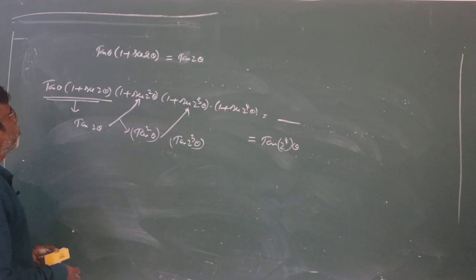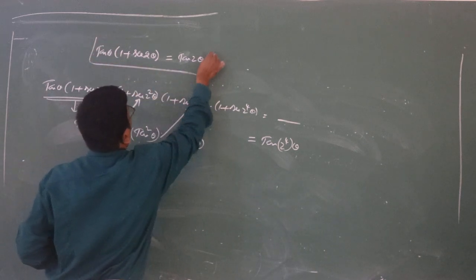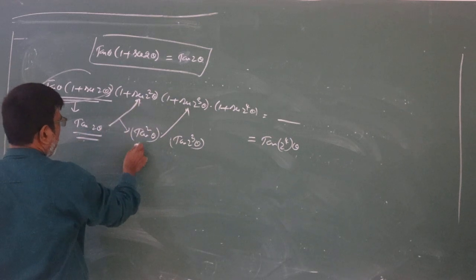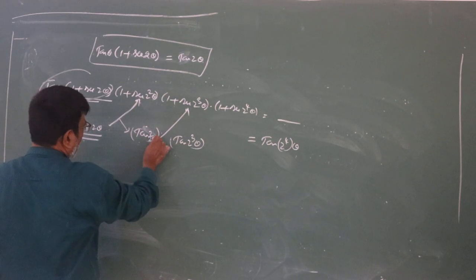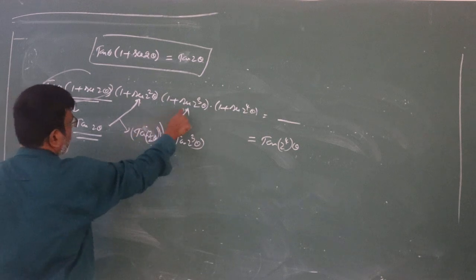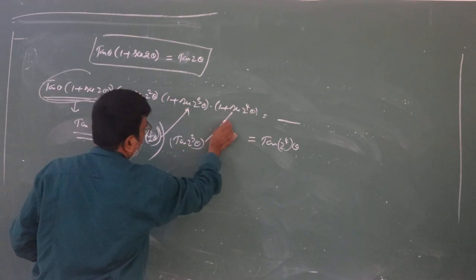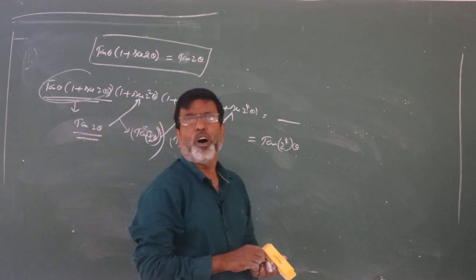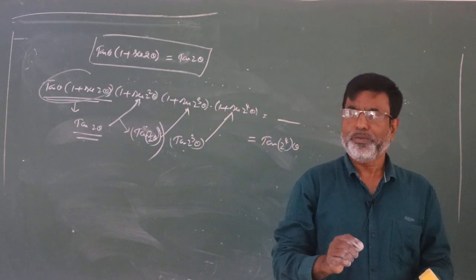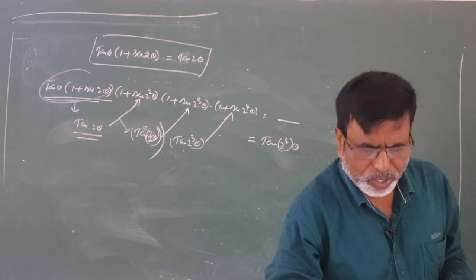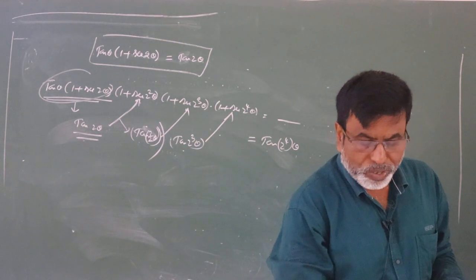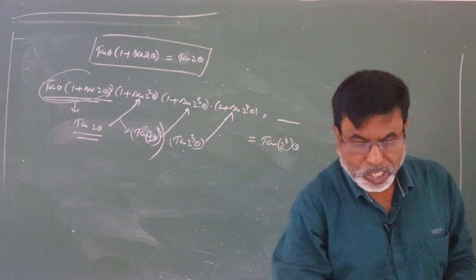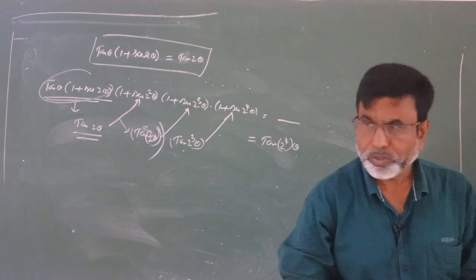So this is the very important shortcut. Tan theta into 1 plus secant 2 theta becomes tan 2 theta. Again this one becomes tan 2 square theta. This one with this one, tan 2 cube theta. This one and this one gives tan 2 power 4 theta. So this is the way of solving the shortcut. In this video, let me explain some problems also. You can easily solve the problems.